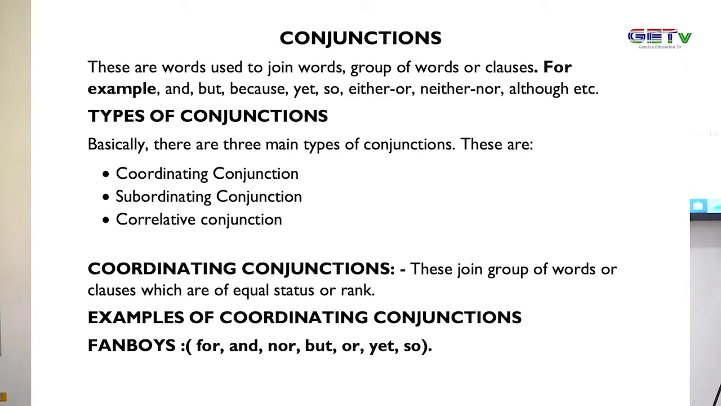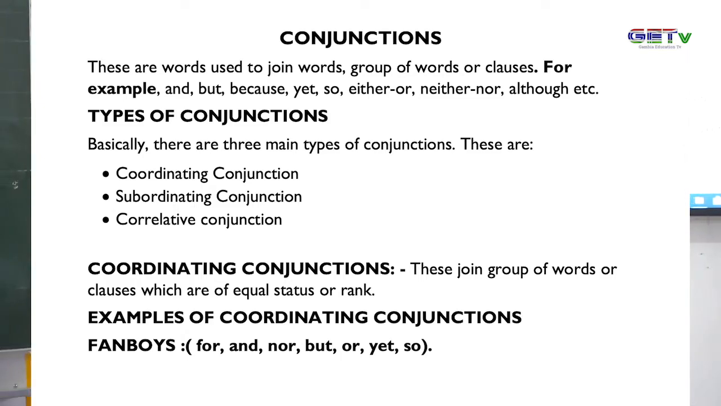But now we're going to look at types of conjunctions. Basically there are three main types of conjunctions. These are coordinating conjunctions, subordinating conjunctions, and correlative conjunctions. Just like nouns, if you can recall, we defined it and gave examples with regard to types. So conjunctions also have three types. As we progress, we'll look at each of them, their definitions as well as the role they play. So let's start by looking at coordinating conjunctions.